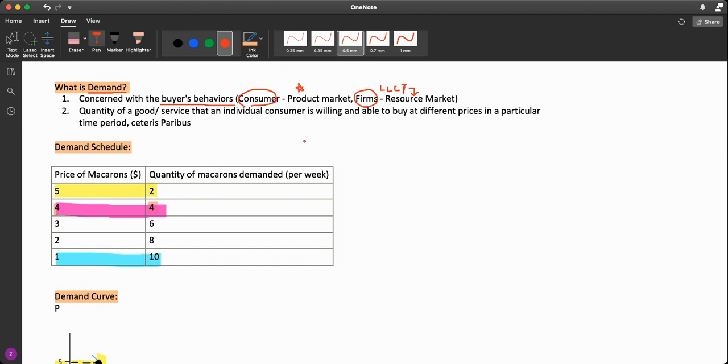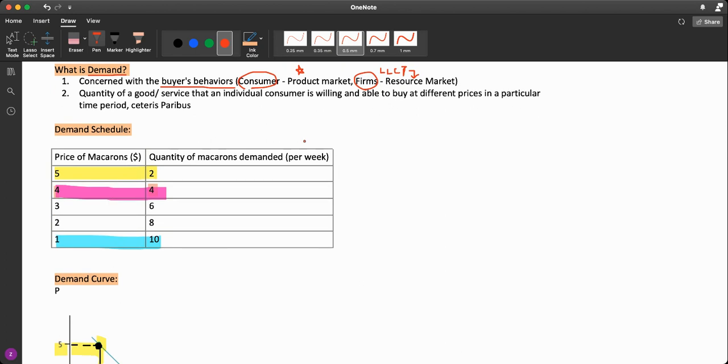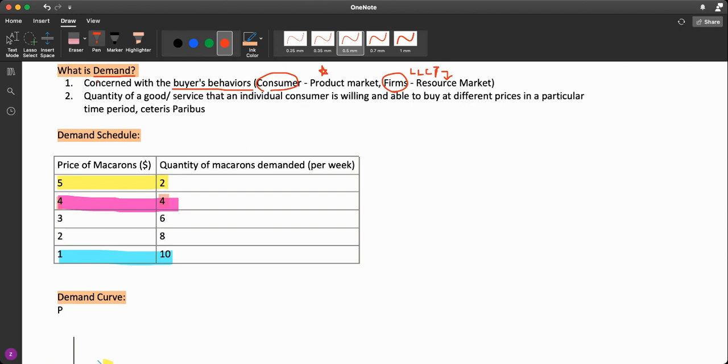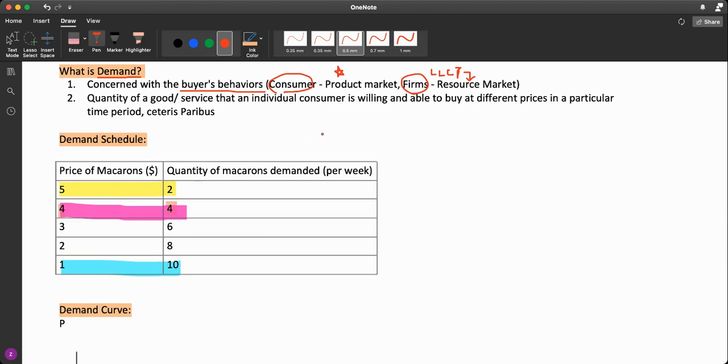So in microeconomics, the demand will show you the quantity of good or service that an individual consumer is willing and able to buy at different prices, Ceteris Paribus. And this fancy word means holding everything else constant. The only thing that may affect quantity demanded is the price.